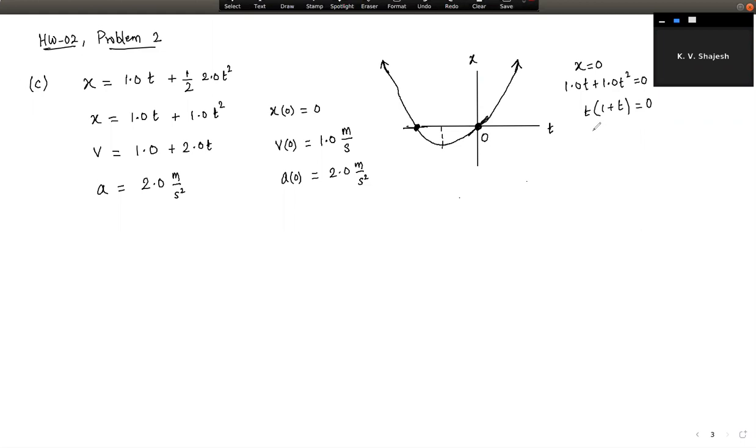There are just two solutions. The expression equals 0 when t is equal to 0, and it is also equal to 0 when t is equal to minus 1. That's your second solution. So that's minus 1.0 seconds. That's 0 seconds, and minus 1.0 seconds. Somewhere here is plus 1.0 seconds. So that gives us a scale.